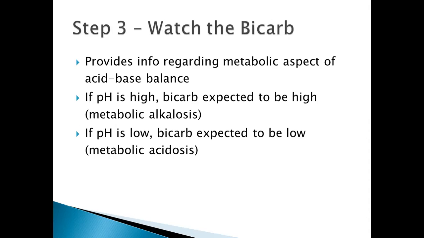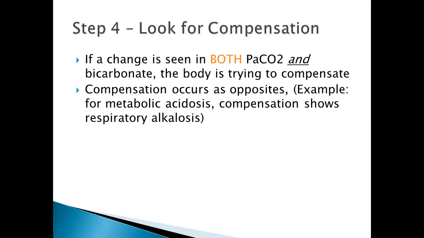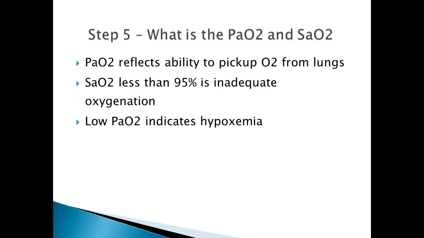Then bicarbonate levels. Bicarbonate levels provide information regarding the metabolic aspect of acid-base balance. If the pH is high, bicarbonate is expected to be high. If the pH is low, bicarbonate is expected to be low. Then compensation. If there is a change seen in both PaCO2 and bicarbonate, then the body is trying to compensate for one or the other. The compensation occurs as opposites. Then we move on to PaO2 and SaO2.